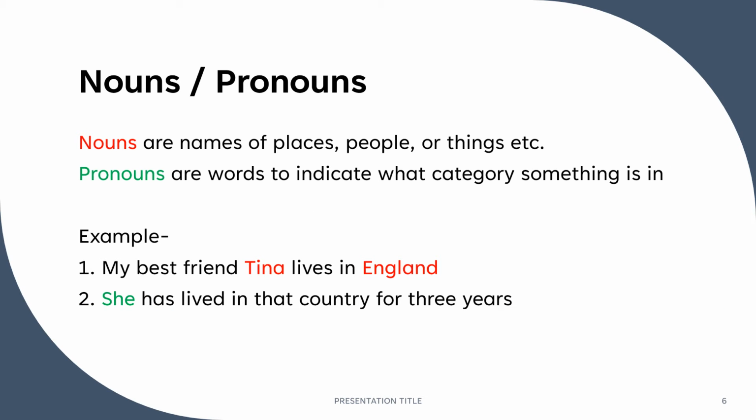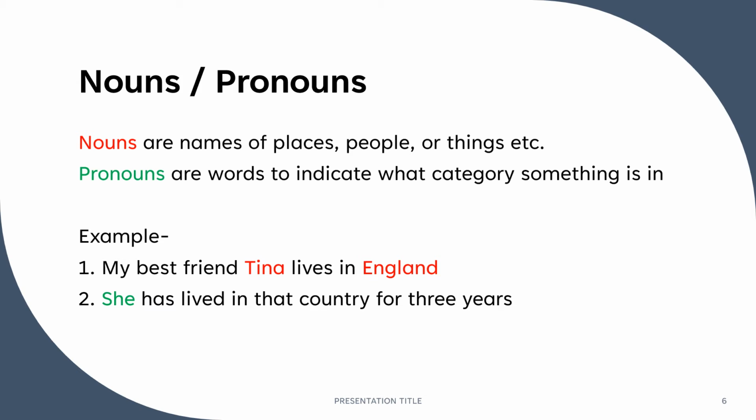The next 2 points on the list are nouns and pronouns. Nouns are names of places, people, or things, etc. Pronouns are words to indicate what category something is in. For example, my best friend Tina lives in England. Here we have 2 nouns, Tina and England, highlighted in red.